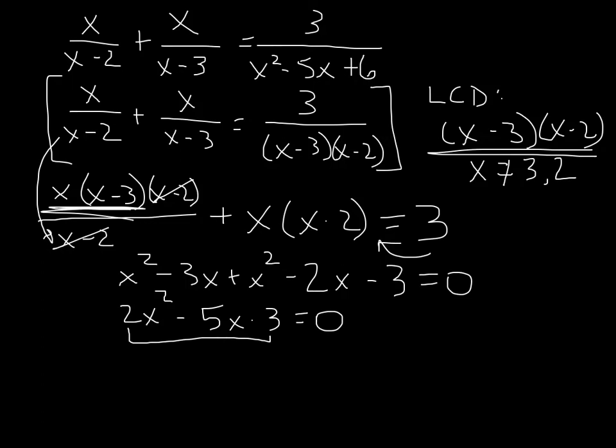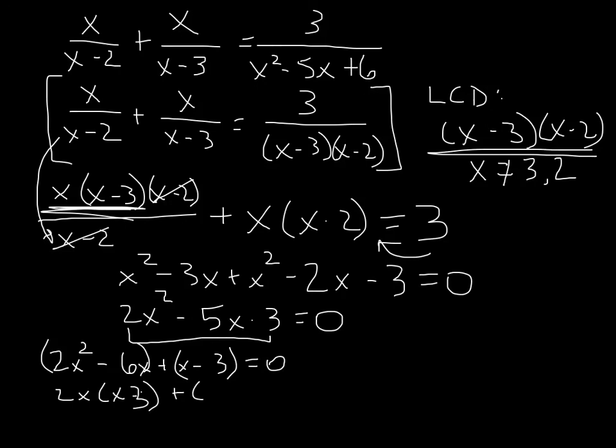Factors of negative 6 that add to negative 5 would be 2x squared minus 6x plus x minus 3. Factor by grouping. I get 2x times x minus 3, sorry about that, plus 1 times x minus 3 equals 0. Factor out that x minus 3, and I'm left with 2x plus 1.